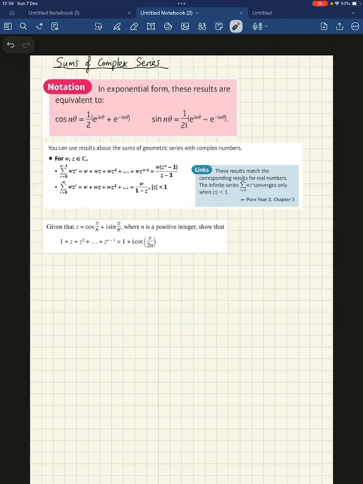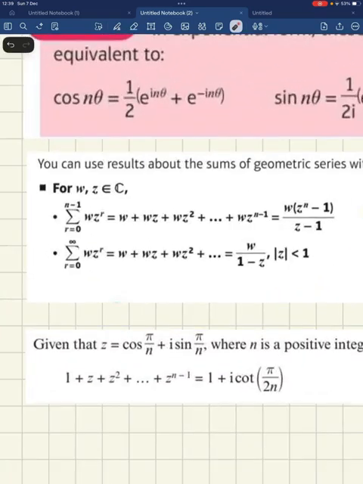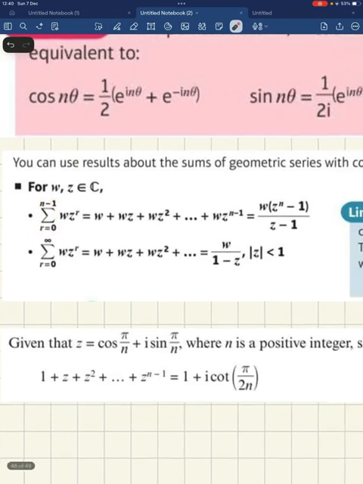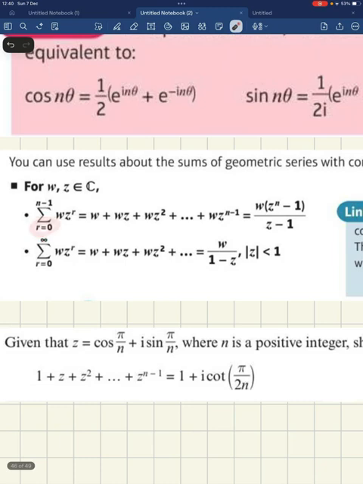But like A-level maths, the modulus of the term in your series has to be less than 1, otherwise it will diverge and not converge. So that's what it says over here for an infinite series. So what it says is that the sum from r equals 0 to n minus 1. Now it's not n because we're starting from 0, this will be z to the power of 0, so you're just left with w as the first term.